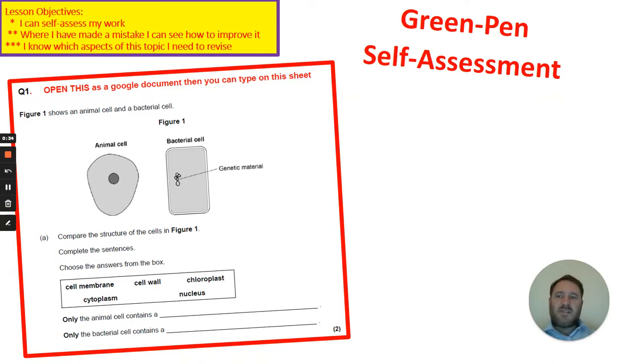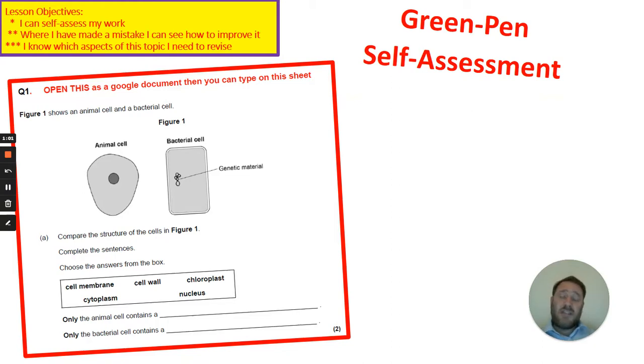So our objective today, I can self-assess my work, and that means with your green pen you tick or cross your work, but if you do cross your work, then please make sure that you write in the correct answers. Lots of students don't do that, but it's really good exam practice, because when you come to the end of year 11 and you go to revise in your books and you just see crosses, you won't be able to learn from them. So please write the correct answers in if you have made a mistake.